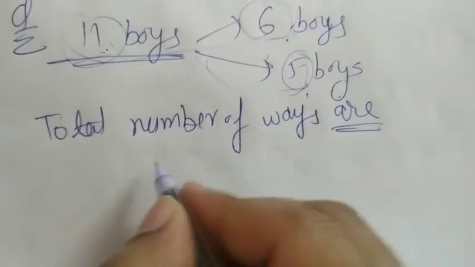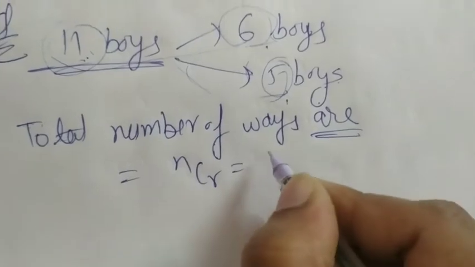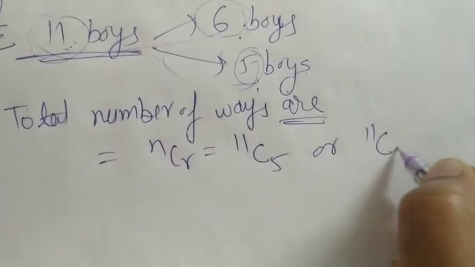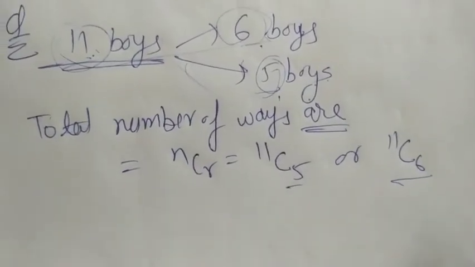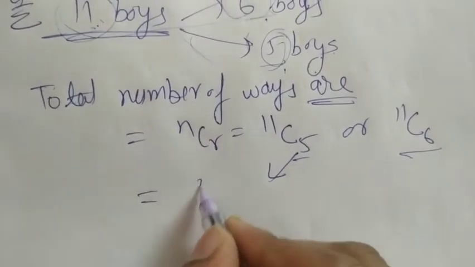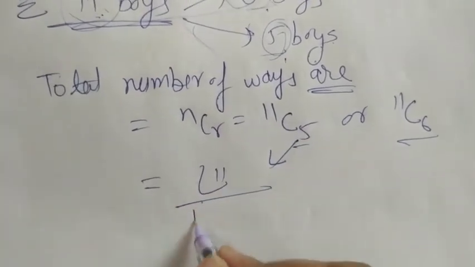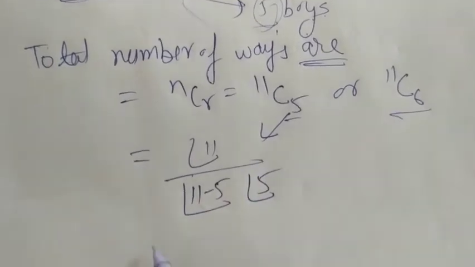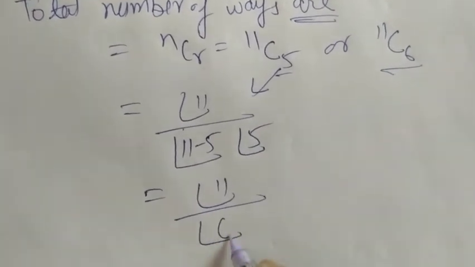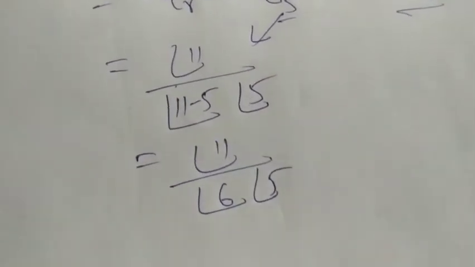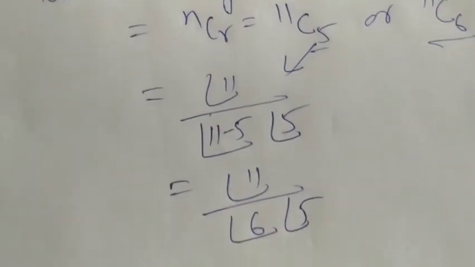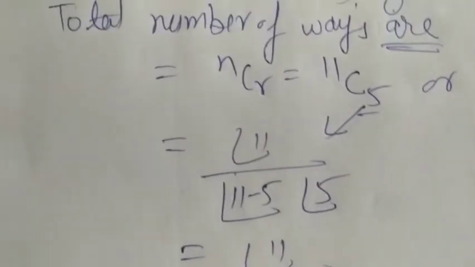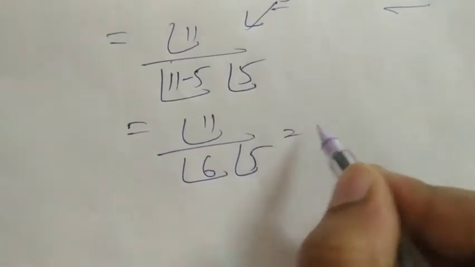Total number of ways are nCr, that is 11C5, or I can take 11C6, any one. Both will be the same. Considering this, factorial 11 upon factorial n minus r, factorial r. It means factorial 11 upon factorial 6, factorial 5. These are the total number of ways to create a group of 6 boys and 5 boys. After simplification, I get 462.